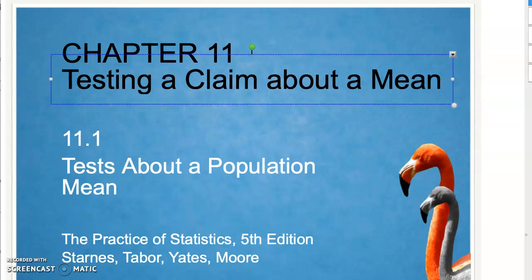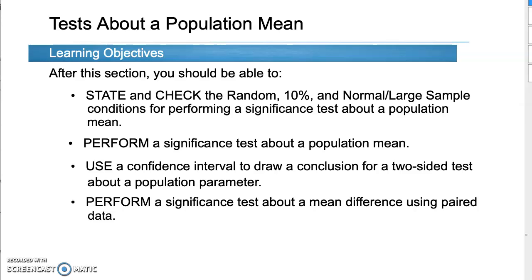Okay, here we go. So this is chapter 11, section 1, and it deals with tests about a population mean. So now we're back to hypothesis tests. All right, so here's what we're going to be doing.